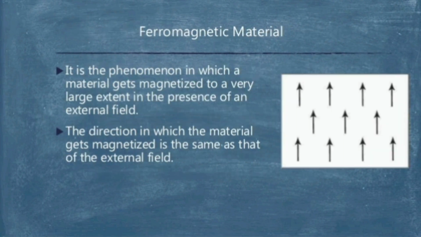Let's see the next one, ferromagnetic material. It is a phenomenon in which a material gets magnetized to a very large extent in the presence of an external field. The direction in which the material gets magnetized is the same as that of the external field.